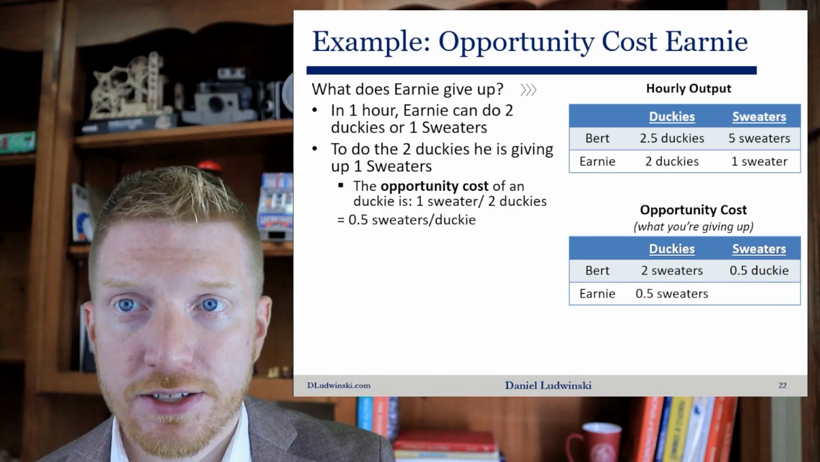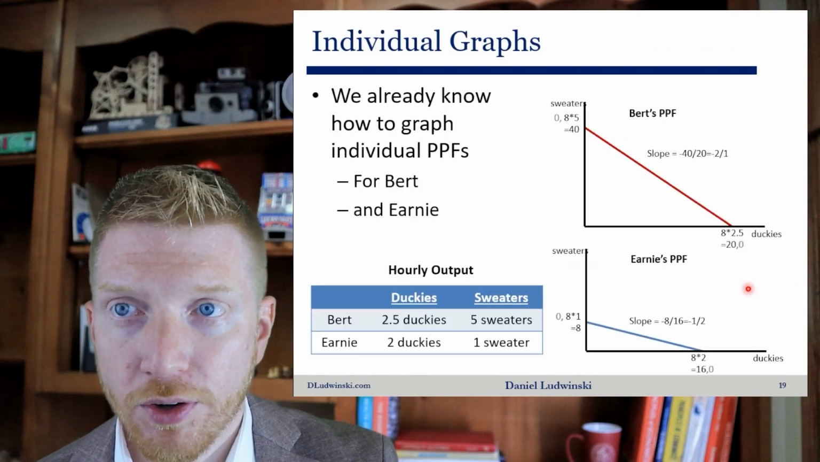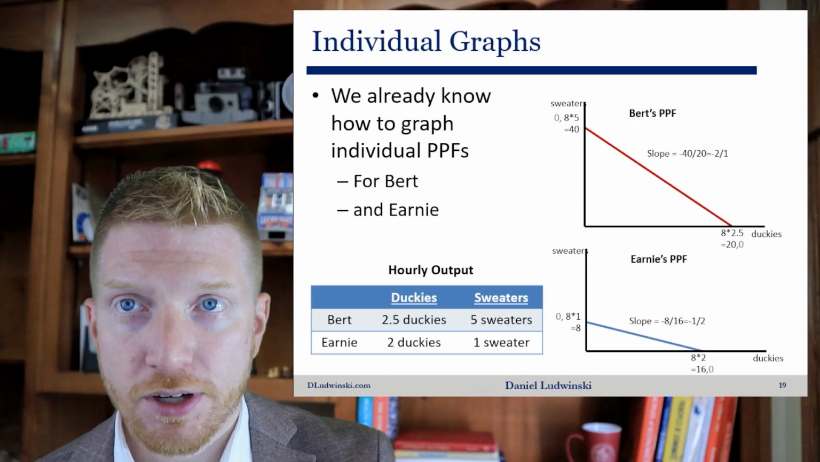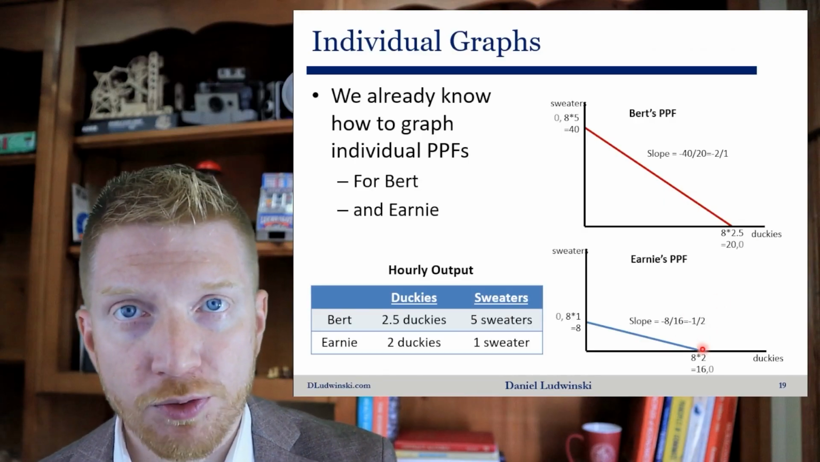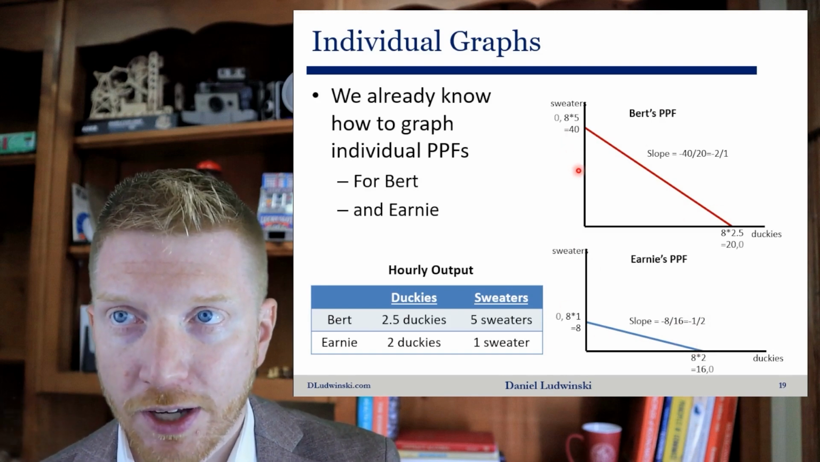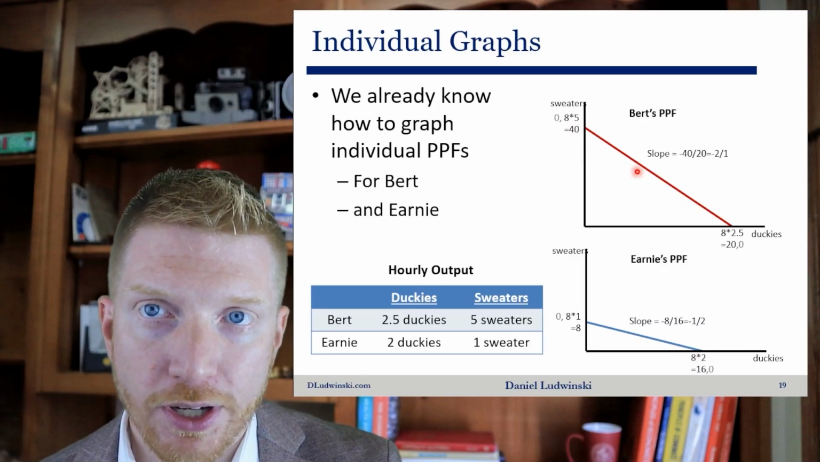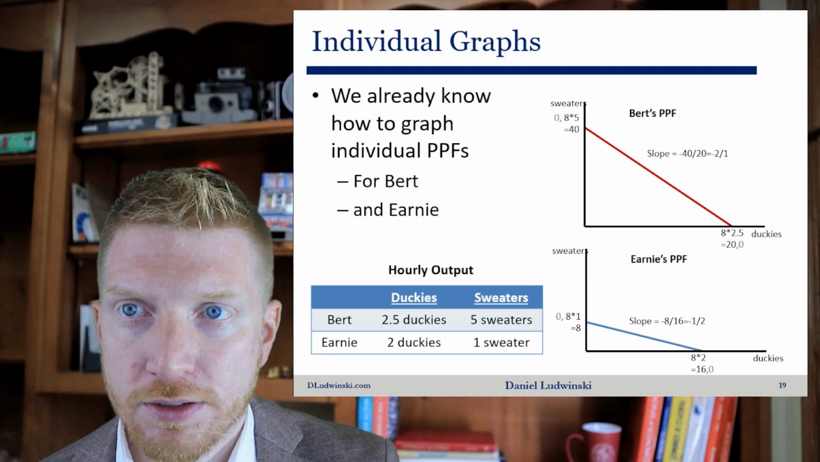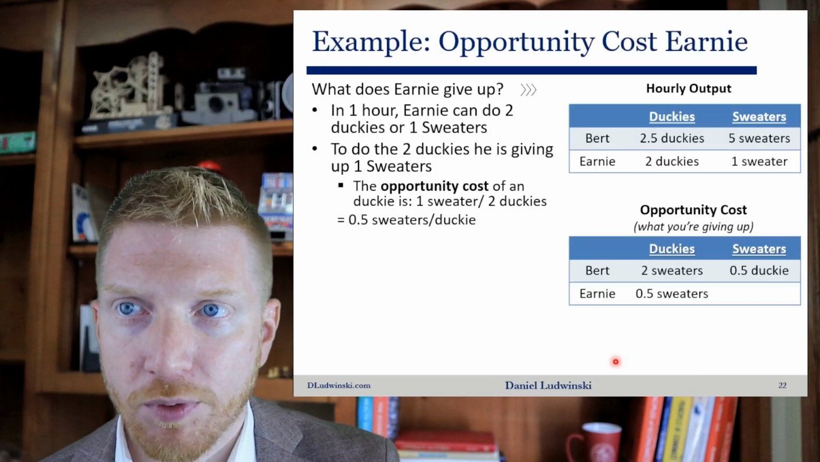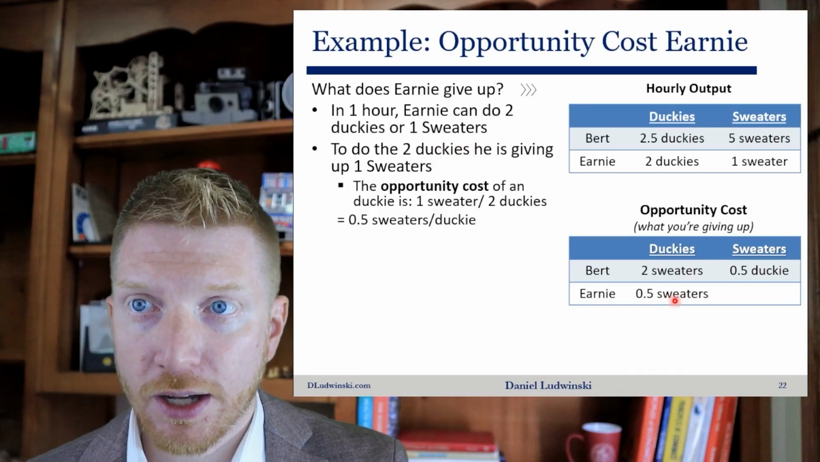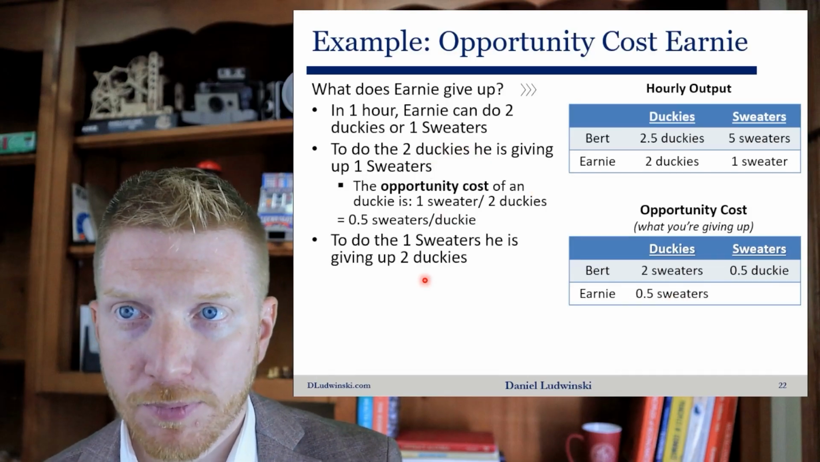And this connects to the slope of Ernie's PPF, which is -1/2. Those two concepts are connected because as we move on both of these from left to right, we're giving up some sweaters to get some more duckies. And so Ernie's opportunity cost for those duckies is 1/2 of a sweater.